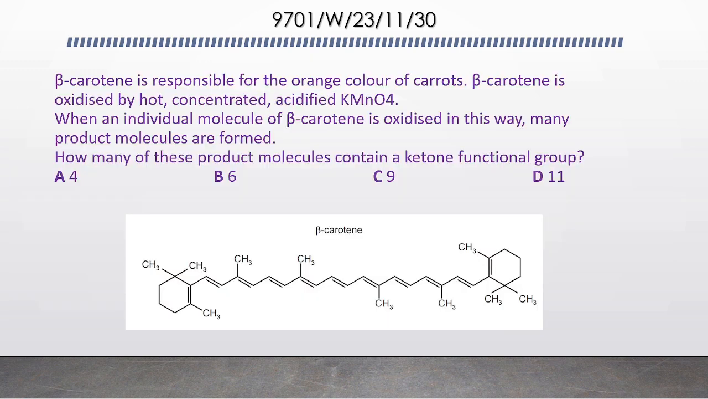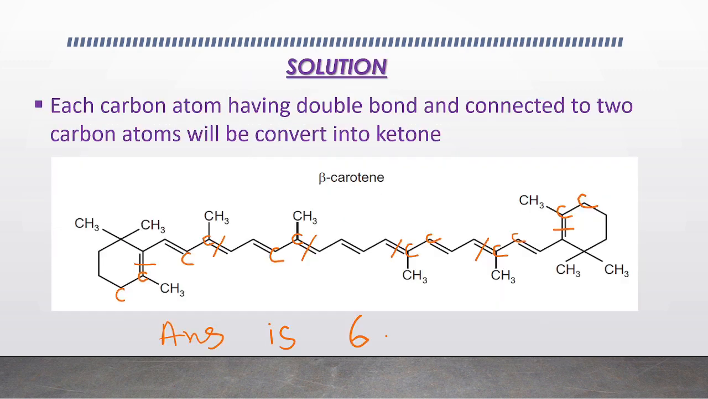Here this is the first question, which asks how many of the molecules contain the ketone functional group. If we oxidize this molecule of beta carotene with hot concentrated KMnO4, you can see here the result. As you can see, this carbon atom has two carbon atoms, so one ketone forms here. Now this one carbon atom, another ketone forms here.